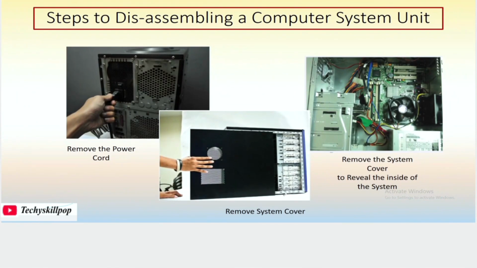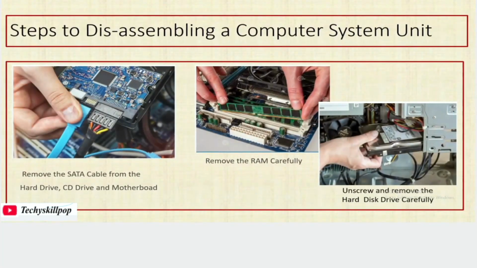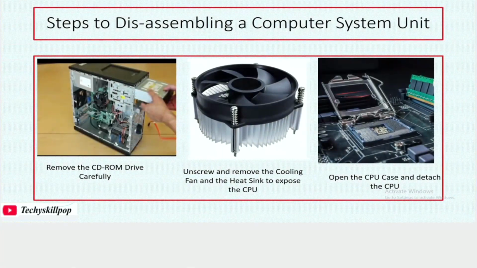Remove the power cord, remove the system cover to reveal the inside of the CPU. Remove the SATA cable from the hard drive, CD drive and the motherboard. Next, remove the RAM carefully. Unscrew and remove the hard disk drive carefully. Remove the CD-ROM drive carefully.